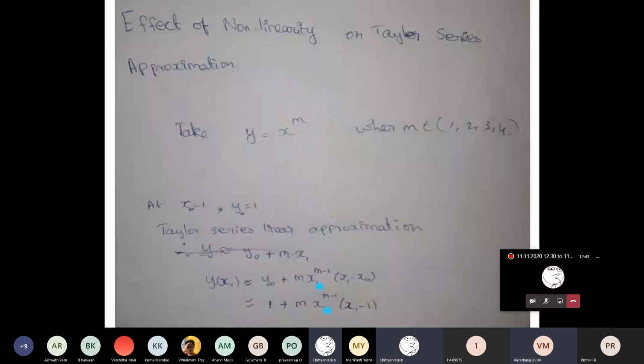Today we are going to see the effect of non-linearity on Taylor series.